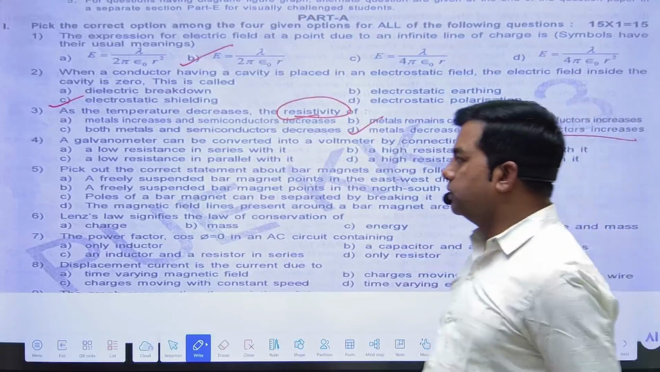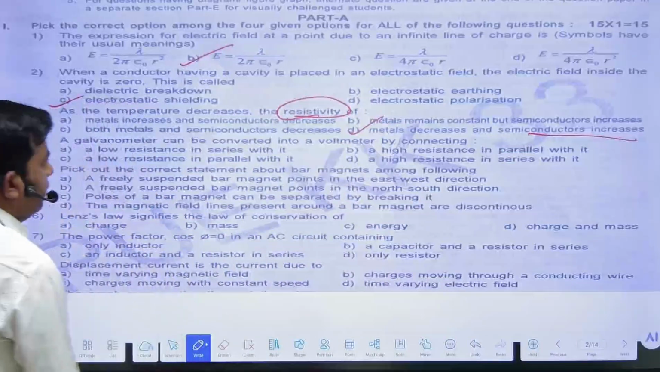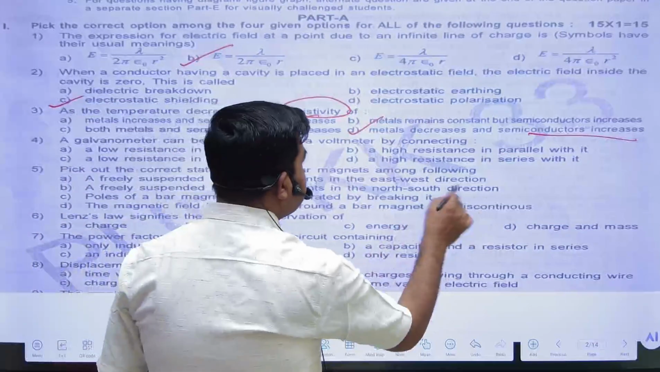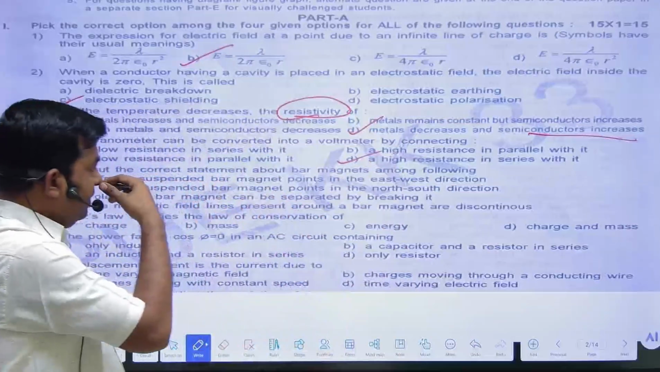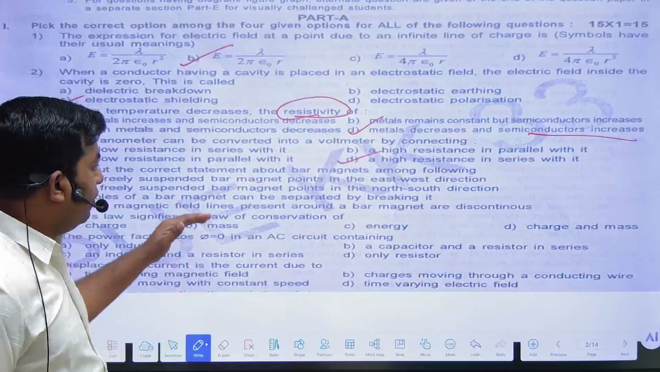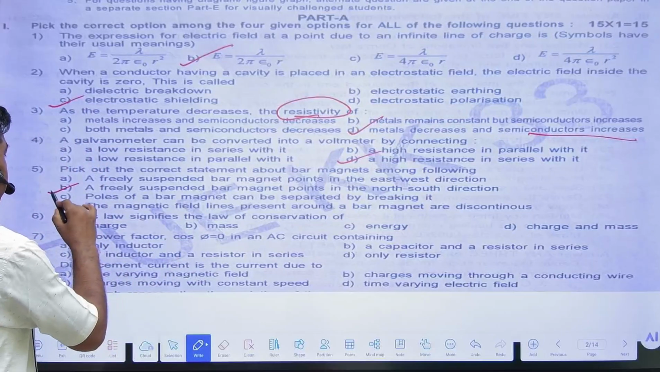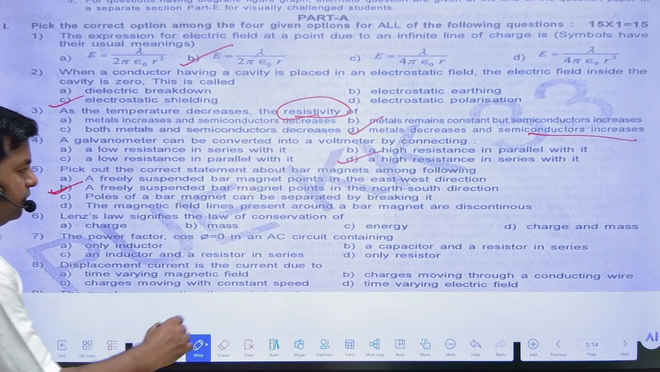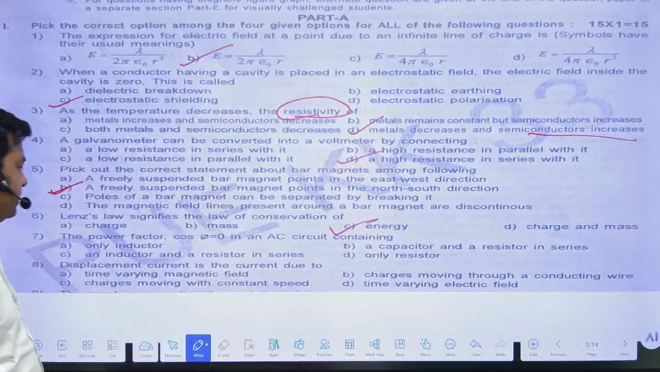Clear? Next question: a galvanometer can be converted into a voltmeter by connecting a high resistance in series with it. Now pick out the correct statement about a bar magnet among the following. Whenever a bar magnet is suspended freely, it always stays in the north-south direction. So option B is correct. Lenz's law signifies the law of conservation of what? Energy. Option C is correct.